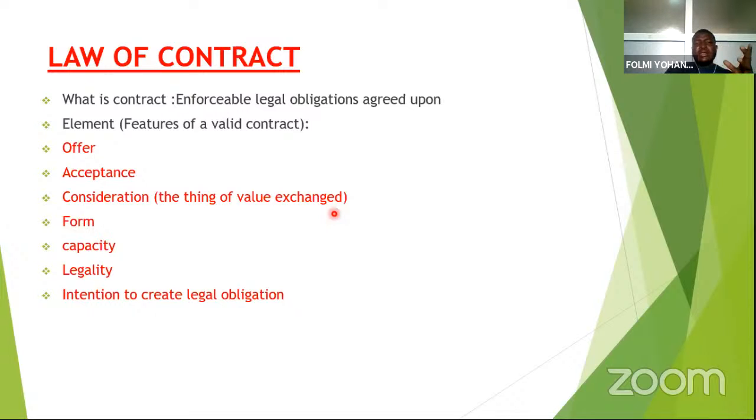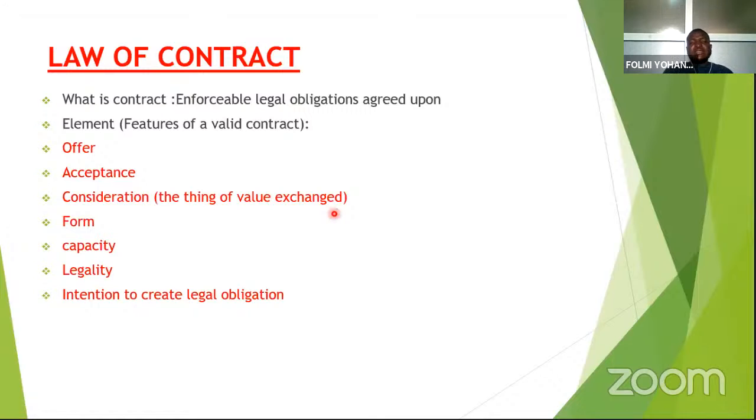So basically, contract is an enforceable legal obligation agreed upon by parties. That means there must be consensus between parties. And what are the basic elements or features of a valid contract? Basic element: there must be an offer.